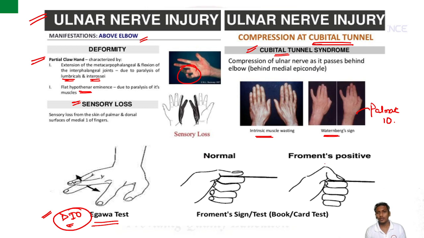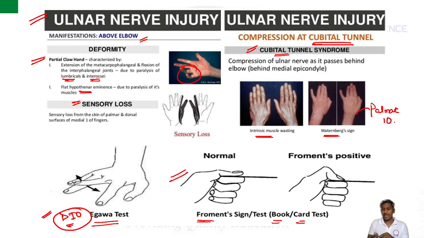Next, the third important test in orthopedics is your Froment's test. This Froment's test or Froment's sign is also known as your book test or card test. Whenever a patient is given a book to hold or a card to hold, what happens? The patient should normally hold it like this, right? The patient should normally use adduction. So the adductor pollicis muscle should be used to hold any object given like this, right? Just a book or any card.